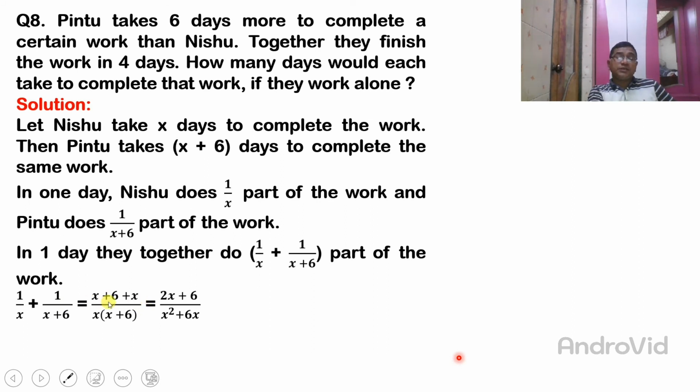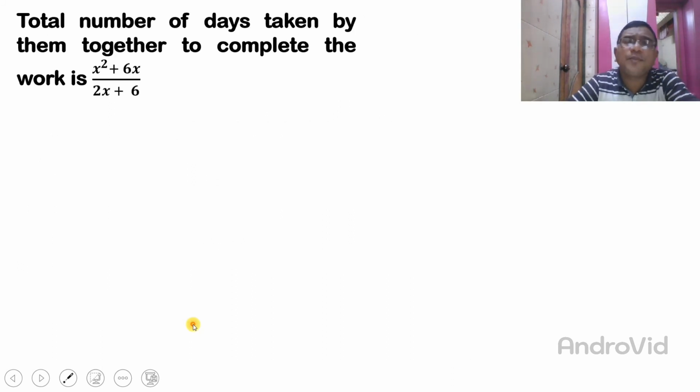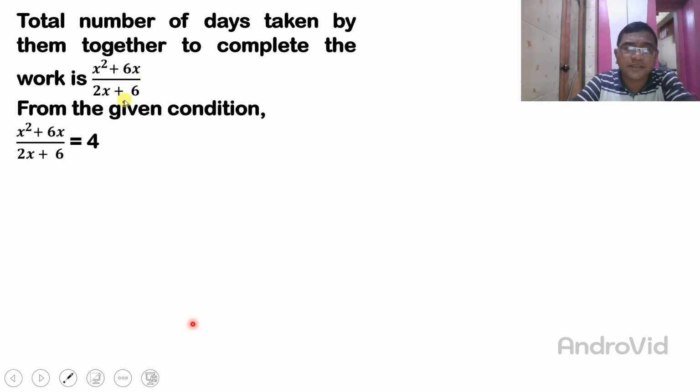So x plus 6 plus x divided by x in bracket x plus 6. x plus x is 2x plus 6. x into x gives x square, x into 6 gives 6x. So one day's work is 2x plus 6 upon x square plus 6x. For the total number of days, we take the reciprocal: x square plus 6x divided by 2x plus 6.